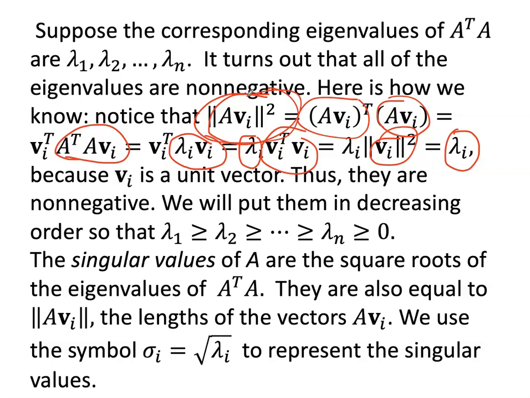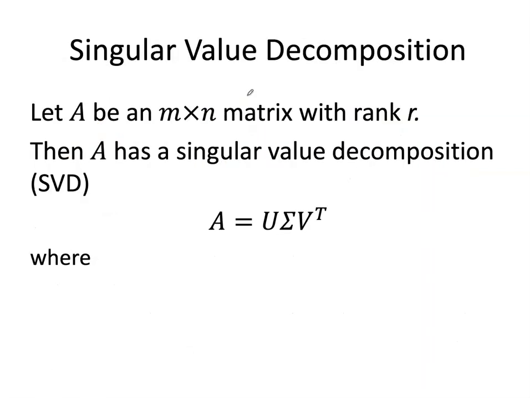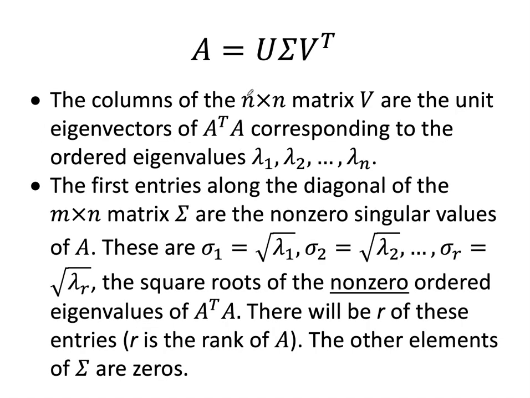They are also equal to the lengths of the vectors Av_i. We use the symbol sigma_i equals square root of lambda_i to represent the singular values. Let A be an m by n matrix with rank r. Then A has a singular value decomposition, SVD: A equals U sigma V transpose. Okay, let's look at what U, sigma, and V are.